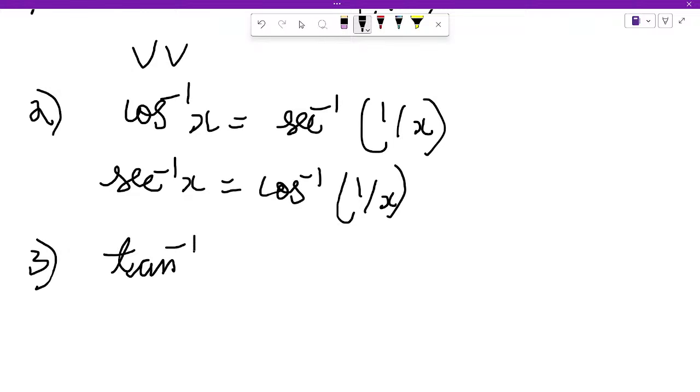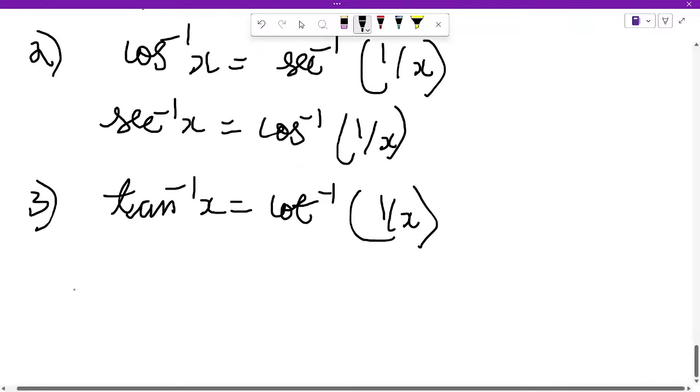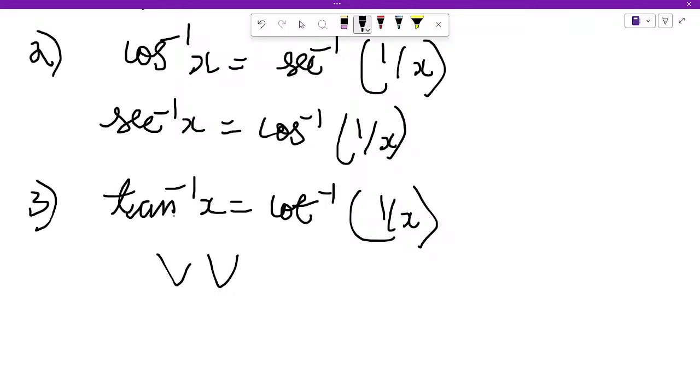Okay, the next one is for tan and cot. That is, tan inverse x is equal to cot inverse 1 by x. So it is vice versa. That is, cot inverse x will also be equal to tan inverse 1 by x.